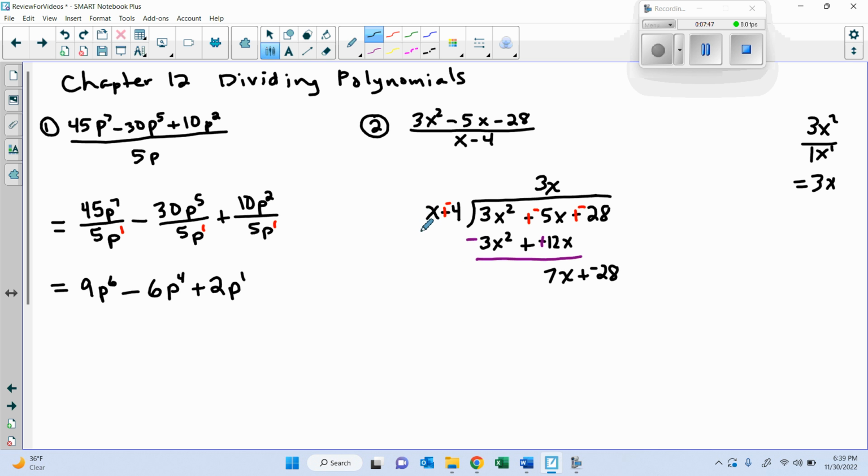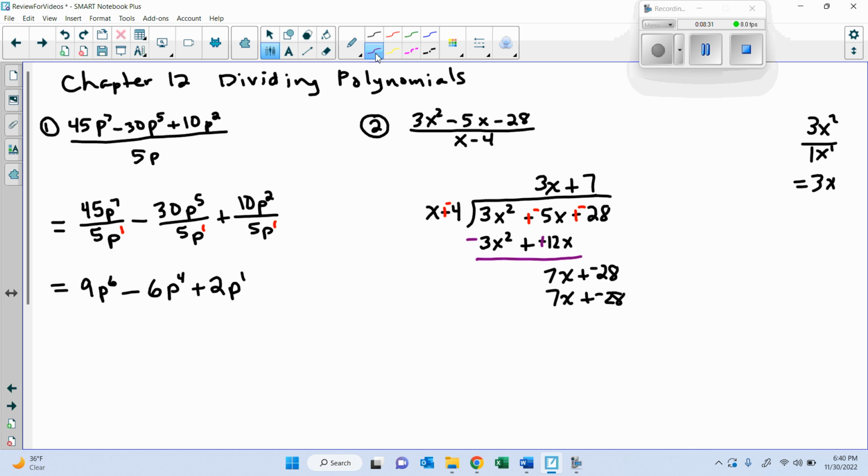So I'm going to look at how many times x goes into 7x, or really, easy to think, what would you multiply x by that's going to give you 7x? Well, that would be 7. Because it's a polynomial, I have to put a plus sign and then the 7. Now I'm going to do just like normal long division. 7 is going to get multiplied by this whole binomial. So 7 times x is going to be 7x, and then it's a polynomial, so we put plus, and then you're going to have 7 times negative 4, which is negative 28.